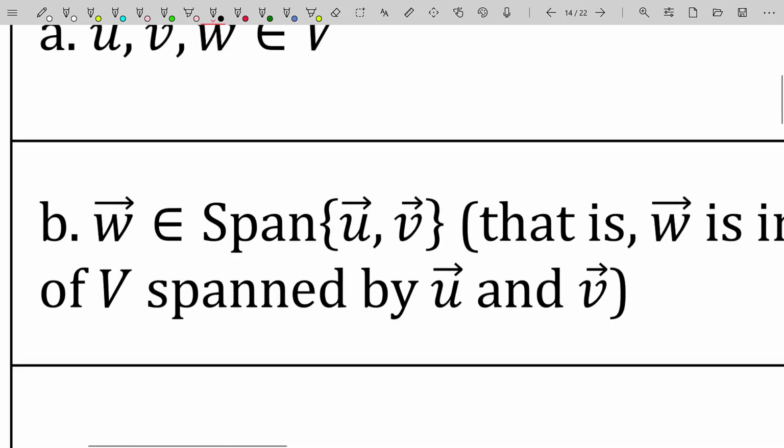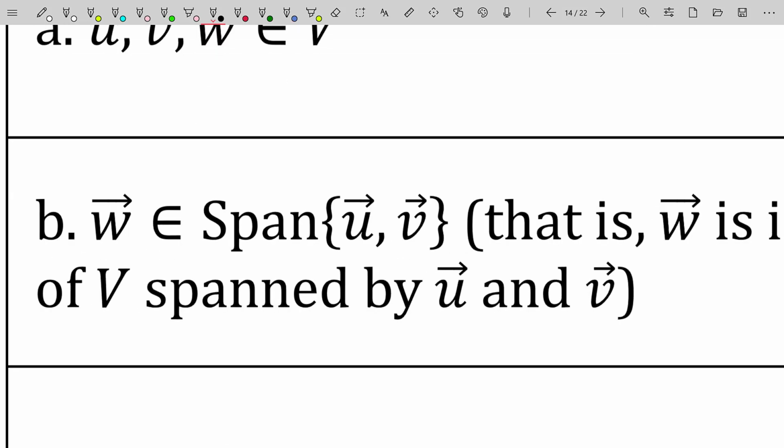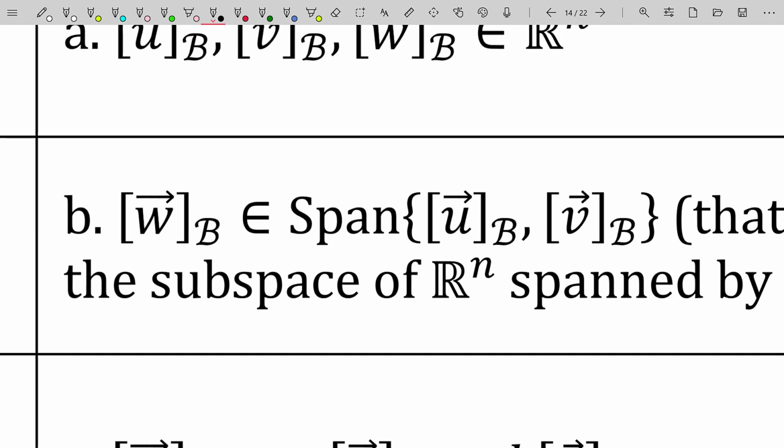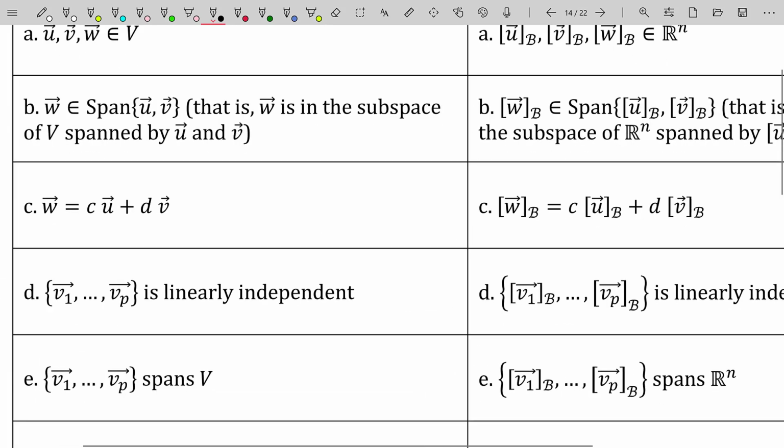Also, if w is in the span of the vectors u and v from your abstract vector space, then the coordinate vector of w is in the span of the coordinate vectors of u and v with respect to the basis B. And again, vice versa, because this is an invertible process. It's an isomorphism. Part C actually is kind of repeating part B. If w is a linear combination of u and v, then the coordinate vector of w is a linear combination, in fact, the same exact linear combination of the coordinate vectors of u and v.